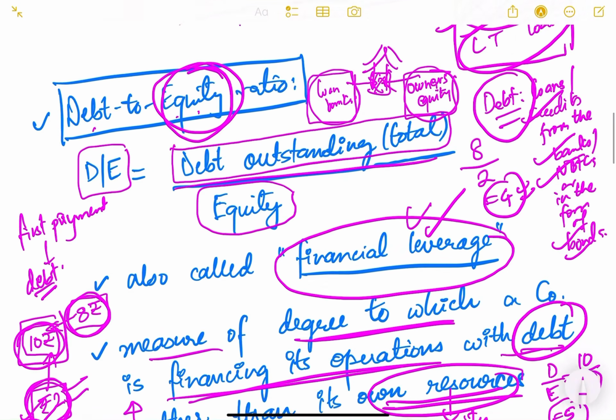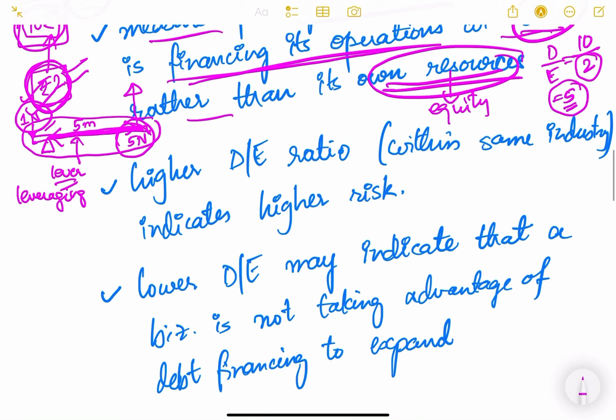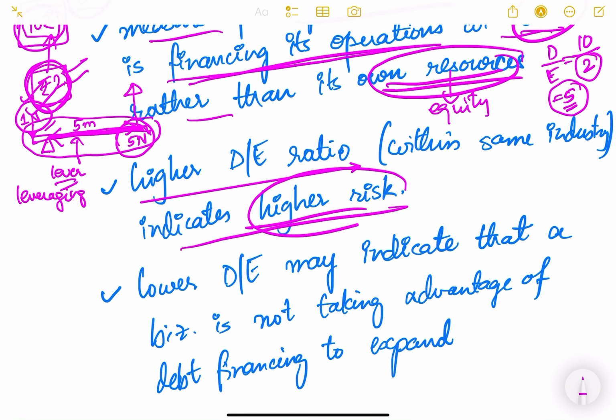Now you tell me, what if the debt to equity ratio is high? If the debt to equity ratio is higher, it means that there is high risk, because you have taken more loan, right? Your debt is higher than your own money. So it indicates a higher risk. Please try to understand this.